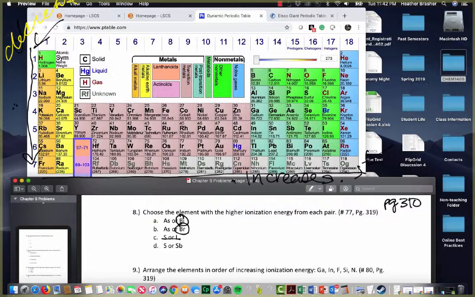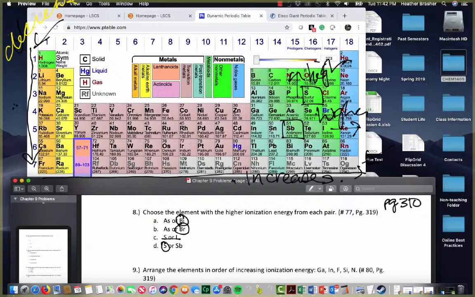And then the last one is S for sulfur and Sb for antimony. So as you go down, it decreases. So this one is higher here, right? And it's higher this way and up here. So sulfur has the highest ionization energy. So this is how you do it. You figure out as you go down, ionization energy decreases. As you go across, it increases.